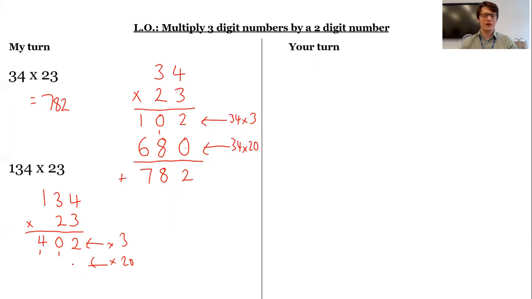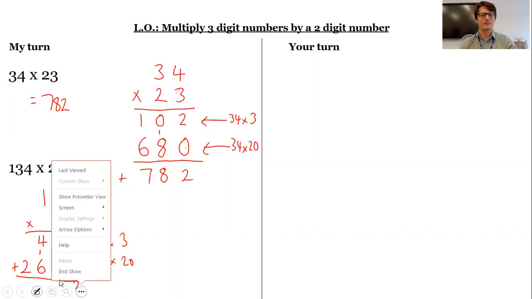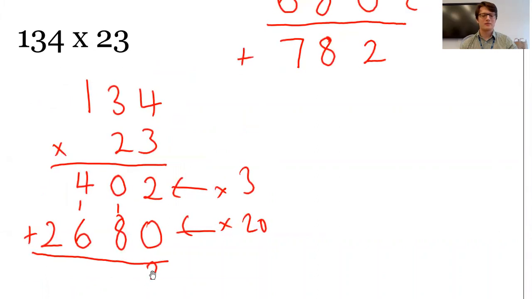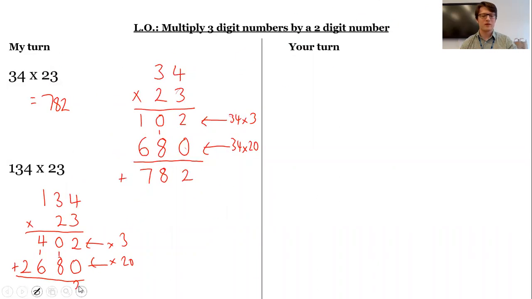I'm timesing by 20 now, so again, I need my placeholder. Then 2 times 4 is 8, remember 20 times 4, 80. 2 times 3 is 6, 2 times 1 is 2, and then finally add together those products. So I get 2, 8, 10, so I need to regroup, and then 1 add 2 is 3, 3082. Sorry, it's got cut off there a little bit at the bottom.